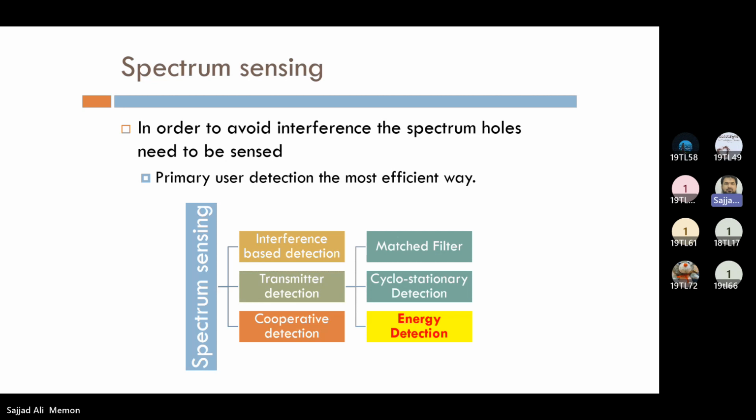Spectrum sensing: in order to avoid interference, the spectrum holes need to be sensed. First, you need to make sure that there are spectrum holes available, which you can only know by sensing the spectrum. Primary user detection is the most efficient way. Primary users are like, I have a U-phone SIM, so that means I am a registered user of U-phone, I am a primary user. But it's not necessary that I am using my mobile cellular phone all the time. It's not practical for me to be communicating over my phone for 24 hours. So there will be some resources which are free at any given time.